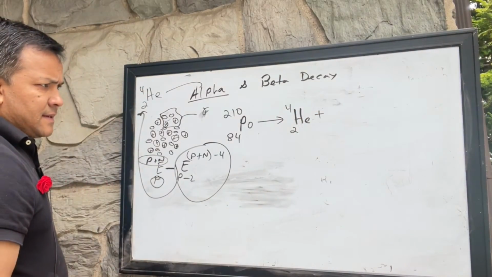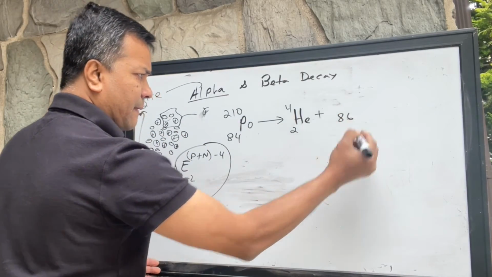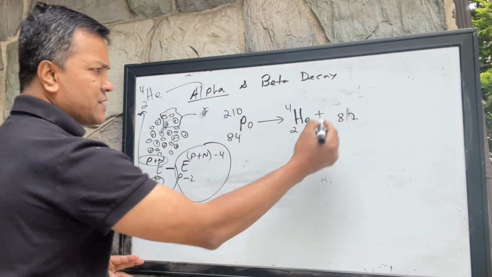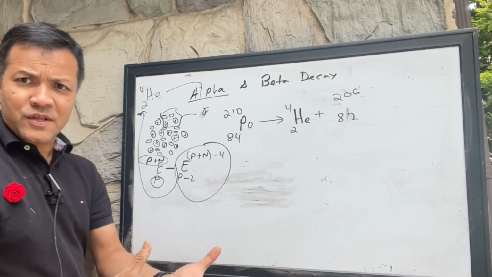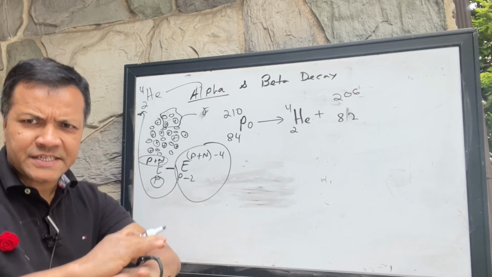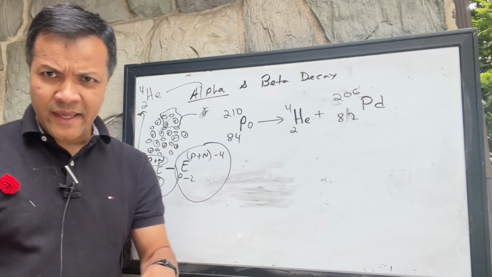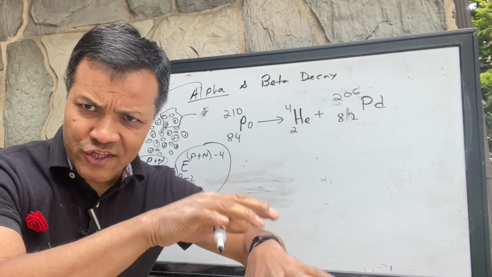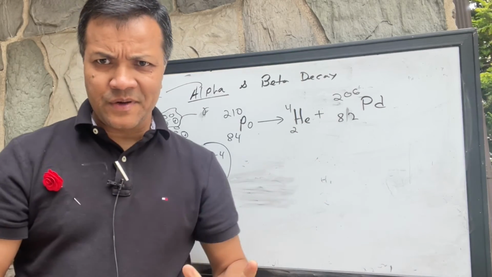So now 84 minus 2 would be 82, and 210 minus 4 is 206. Now 82, what do you have now? You are no longer polonium because you lost 2 protons. Now you are a totally different element. Now you are lead. More stable. Why? Your nucleus is now smaller in size, so that the strong nuclear force is able to hold you together. All right.